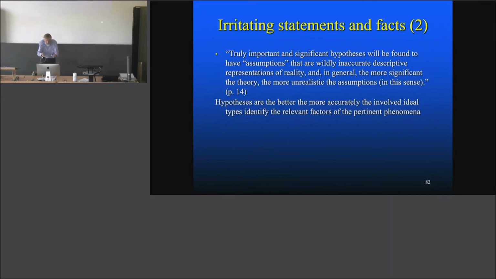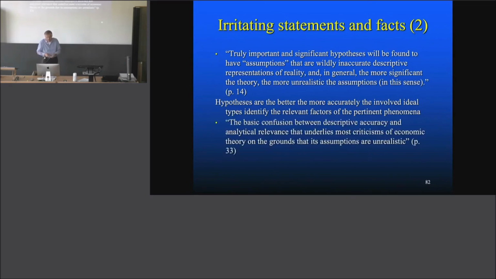So this is what he means. The more significant the theory, that means the finer, better, sharper ideal types it uses. And of course, the more ideal types you use, the more descriptive inaccuracy you introduce. But that's not a failure. That's a virtue, because that shows that, if this hypothesis is successful, I'm really getting at the fundamental causal factors. Therefore, my theory is better. So this is what he means, and I think he is right there, but I must say it's badly expressed. And then there is the basic confusion between descriptive accuracy and analytic relevance.